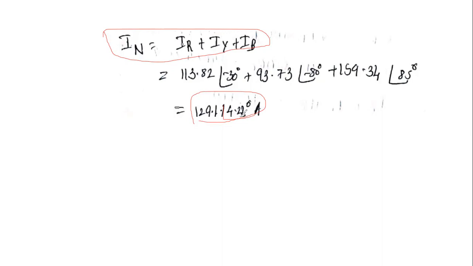129.1 at an angle of 4.22 degrees, amperes. This is the neutral current. The value of the neutral current is 129.1 amperes at an angle of 4.22 degrees.